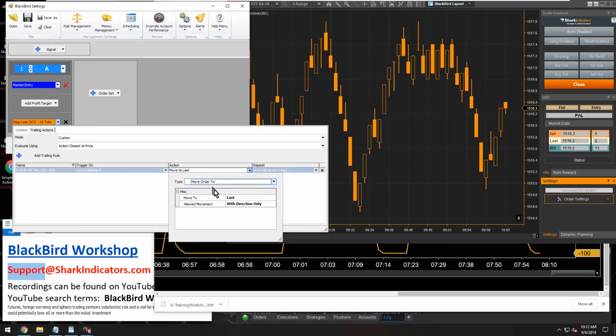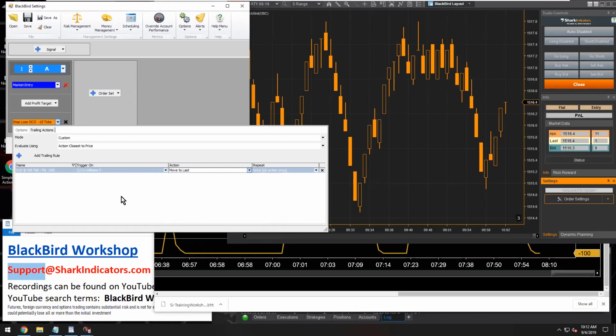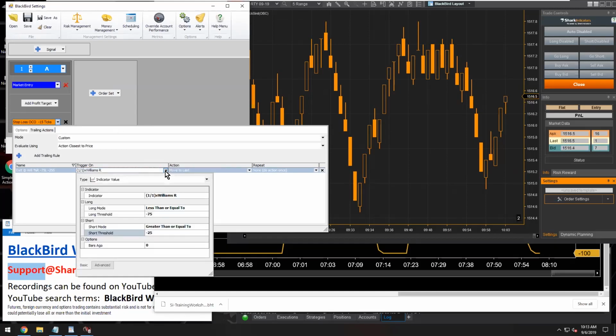For the action, we don't really need to do anything. We're just going to move the stop loss into the last price, and the market will hit that stop loss, fill it, and then of course close out your position. So there we go, we're good to go. That was it. Pretty simple there, David. The key to getting this working was using the indicator value.